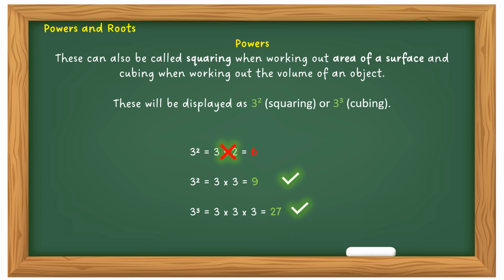So the best way to remember these little numbers that they put next to the bigger number is it doesn't mean multiply. What it means is you take the main number, the big number, and multiply it by itself that many times. And that's the little number. So don't forget that.